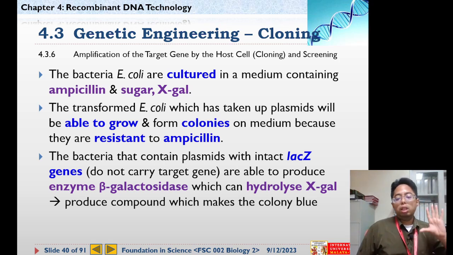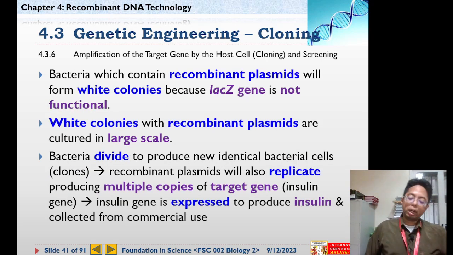But if the bacteria carries the lacZ which is not intact because it has been taken over by the target gene, then they will not make the colony blue. The colony will be what color? It will be white.